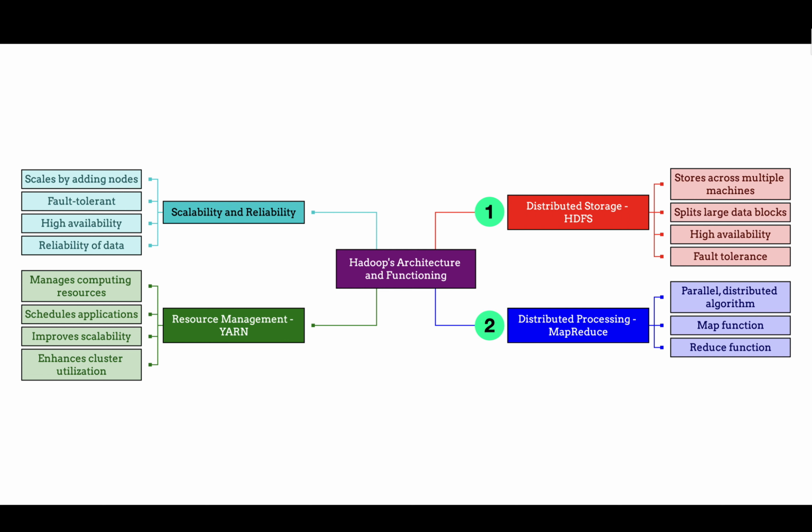2. Distributed processing, MapReduce. MapReduce is a programming model used for processing large data sets with a parallel, distributed algorithm on a cluster. It consists of the map function, for filtering and sorting, and the reduce function, for summarizing data. 3. Resource management, YARN. YARN is responsible for managing computing resources in clusters and using them for scheduling users' applications. It improves the scalability and cluster utilization of Hadoop.